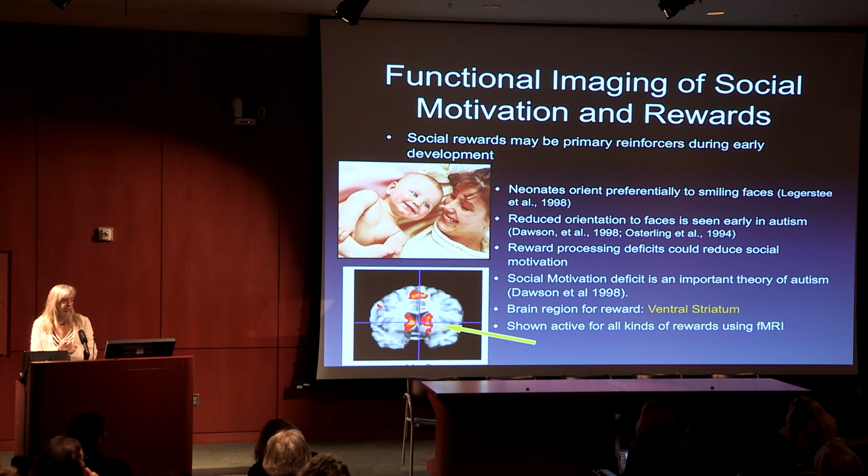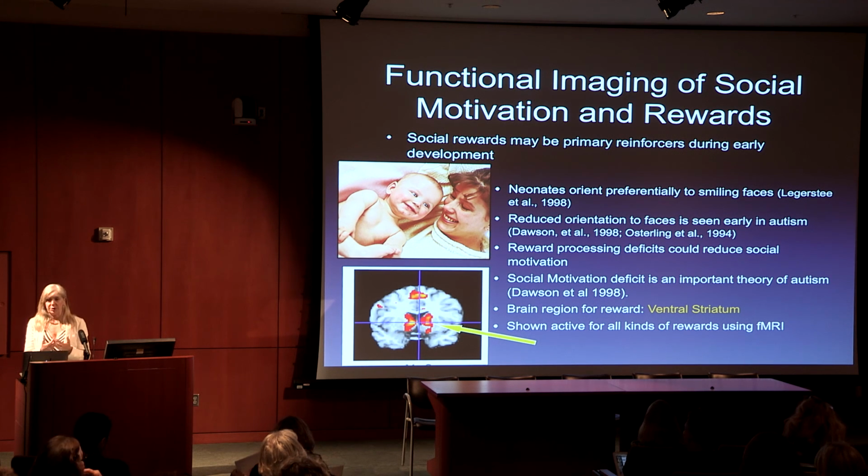Let's talk about social motivation and social rewards. Ted already mentioned the social motivation hypothesis of autism, and it's a very important hypothesis that has a very strong grounding in the neurobiology of autism. So social rewards, we believe, are primary reinforcers. So the brain does not have to learn to respond to social reinforcers. It's a primary thing. Neonates orient preferentially to smiling faces. There's reduced orientation to faces, as Ted has already talked about, early in autism. It's one of the earliest features that is highly reliable.